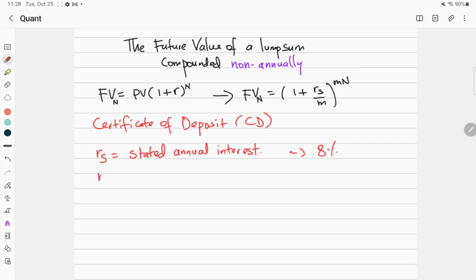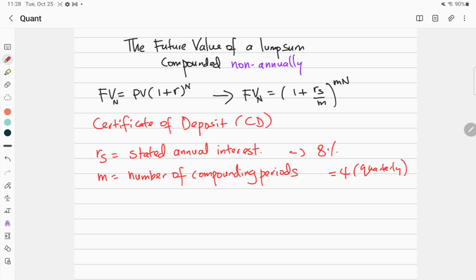And m is the number of compounding periods. So let's say this certificate of deposit has an annual interest rate of 8%, but they say it is compounded quarterly. We calculate the interest 4 times a year. So m equals 4 in this case, quarterly.